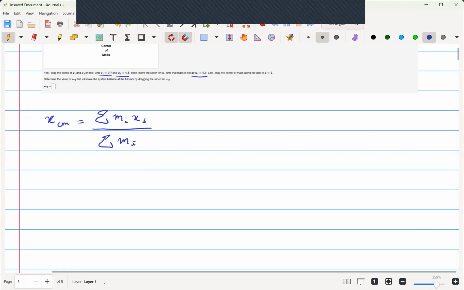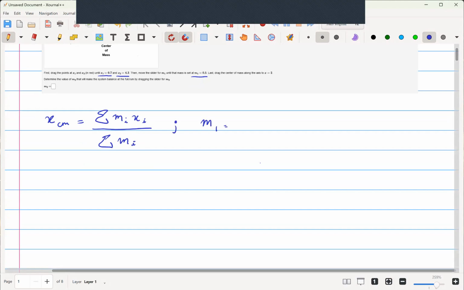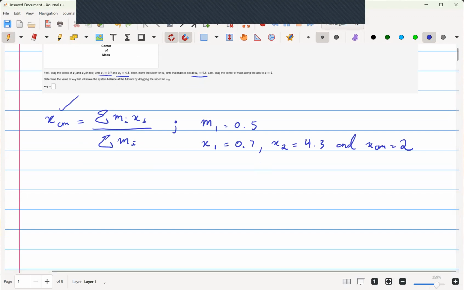So now we just see what we're given. We're given m1 is equal to 0.5, x1 is equal to 0.7 and x2 is equal to 4.3, and our center of mass, xcm, is equal to 2. Now we have xcm, and we have what we don't know. We have all of our xi's and some of our mi's.